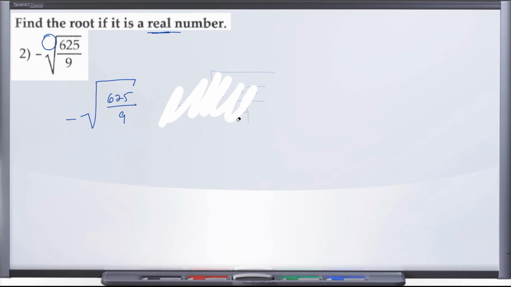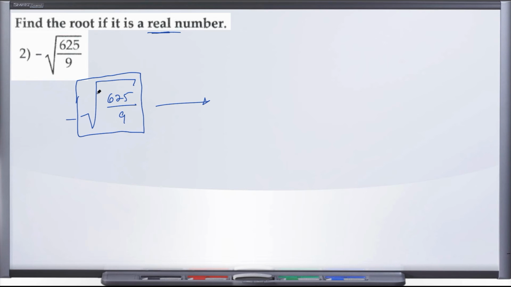So let's go ahead and actually tackle number 2, the question that they're asking us. So negative radical 625, that's okay. And if you watched our first video, you will recall that all this is saying is evaluate the radical first. Evaluate what's inside this box. Whatever that answer is, put a negative at the beginning of it. All right, so let's go ahead and evaluate this.